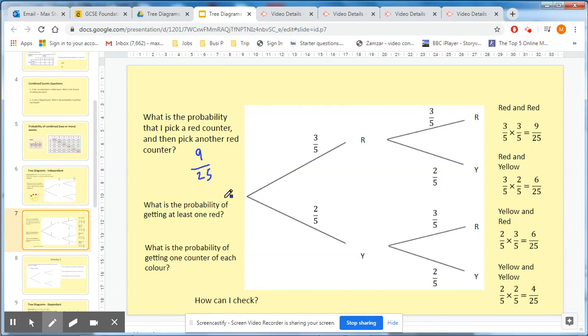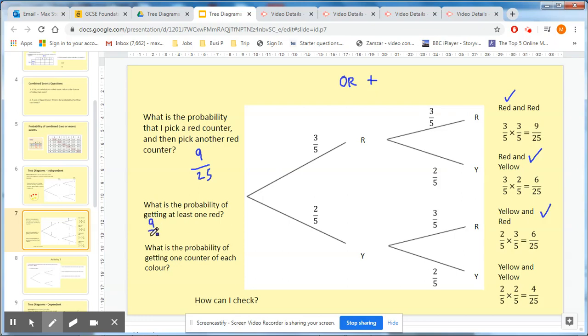My second one's a bit more tricky. So it says, what's the probability of getting at least one red counter? So if I get a red and a red, I get at least 1. If I get a red and a yellow, I get at least 1. If I get a yellow and a red, I get at least 1. So if I get a red and a red, or a red and a yellow, or a yellow and a red, I get at least 1. I need to remember that for or, I'm going to add my probabilities together.